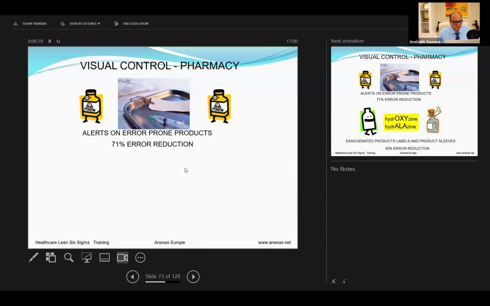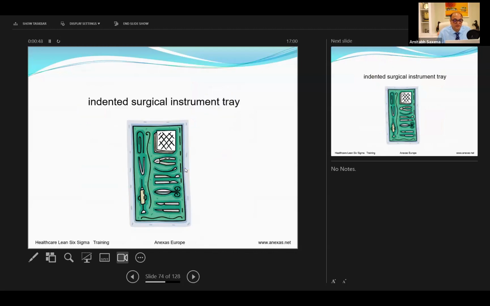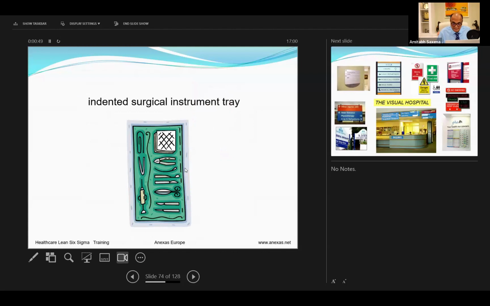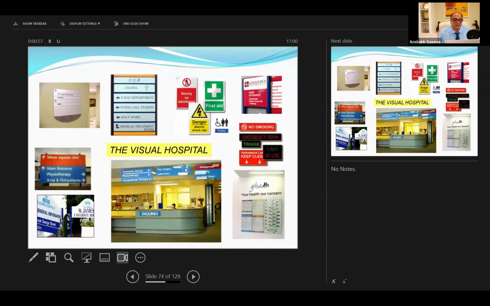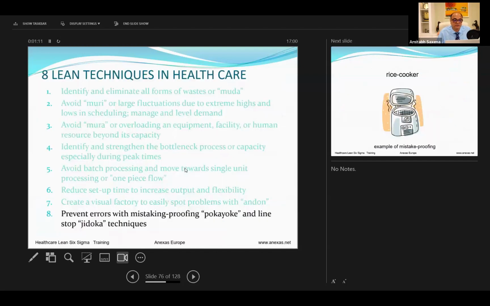There is another thing which you learn, like visual control, to reduce the errors. I'll not go too much into detail of this, I'll just show you. Visual controls can help you reduce the errors. There's something called POKA-YOKE. POKA-YOKE means mistake proofing. Even by mistake, you cannot commit a mistake. Make your hospital a visual hospital, which means people should not waste their time asking for directions. Make it such that people can go wherever they want to go without asking any questions.